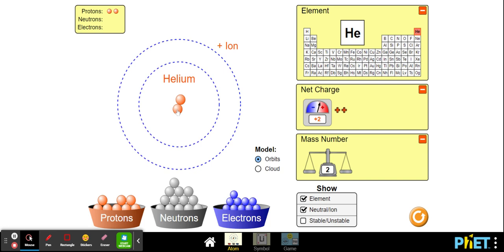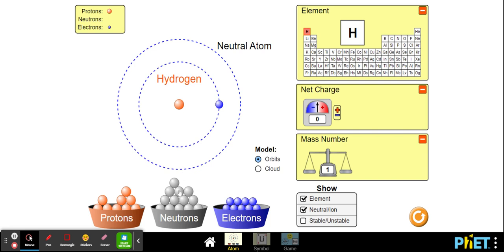Now, if we go back to hydrogen, for example, the standard hydrogen that we see in the periodic table will have a mass number of 1. Once it's a neutral atom, it will have one electron to cancel out the charge of the proton, and that's hydrogen.